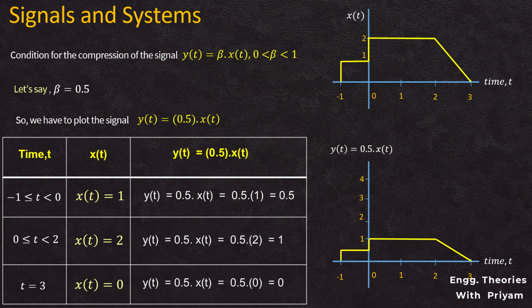If we look at the amplitude of the signal, when the time t is greater than or equal to -1 and less than 0, then the amplitude of the signal x(t) is equal to 1 and the amplitude of the signal y(t) is equal to 0.5, which is half of the amplitude of the signal x(t). Similarly, when the time t is greater than or equal to 0 and less than 2, then the amplitude of the signal x(t) is equal to 2, but the amplitude of the signal y(t) is equal to 1, which is again half of the amplitude of the signal x(t). Finally, when the time t is equal to 3, then the amplitude of both signals is equal to 0. So we can say that in order to plot the signal y(t), we just need to multiply the signal x(t) by a scaling factor 0.5 for every instant of time.